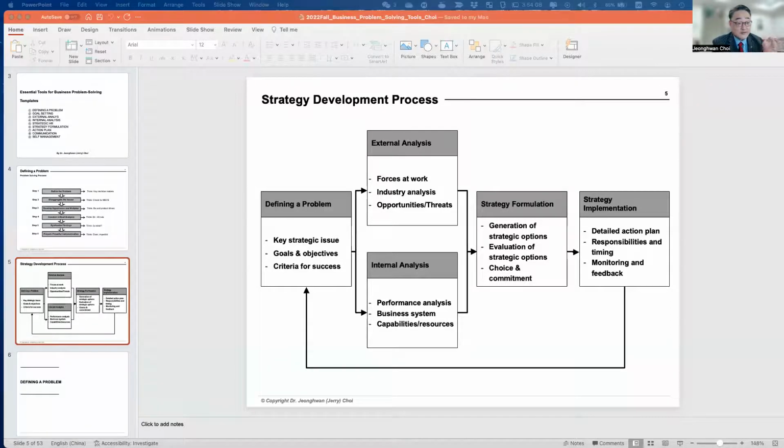We do this in order to know ourselves and to know others. So we conduct external analysis and internal analysis. That's it. When we do external analysis and internal analysis, when we know ourselves and the others, what will happen?